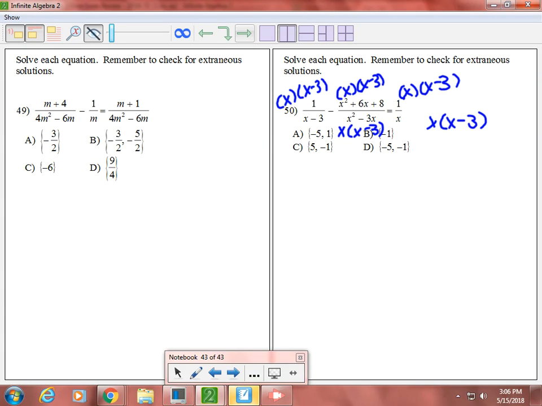So I can go through and cross out the things that are alike. So in this one, I can get rid of those. So I have 1 times x, which is just x. In my second one, both of those and both of those go. So there's no denominator. I don't have to multiply by everything. But what I do need to do is distribute my negative sign. So I have negative x squared minus 6x minus 8. And then on my last one, my x's can go away. And so this is equal to x minus 3.